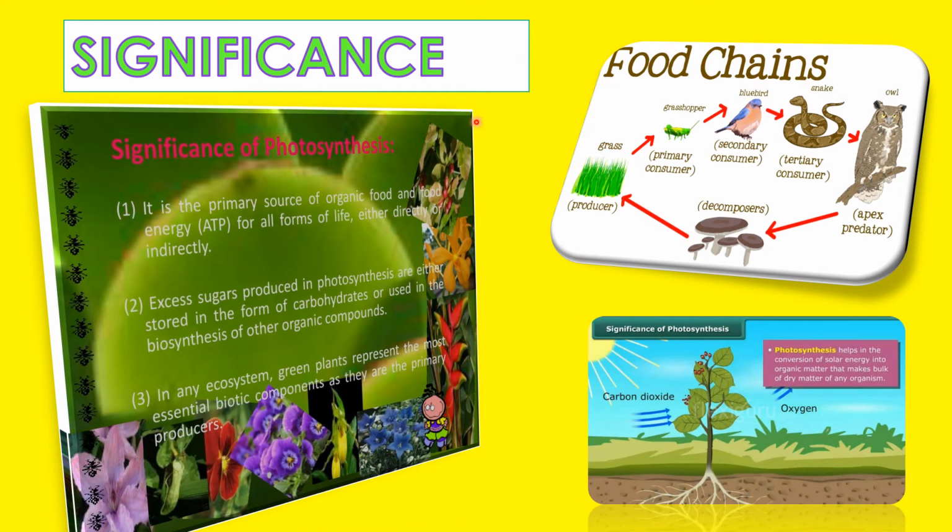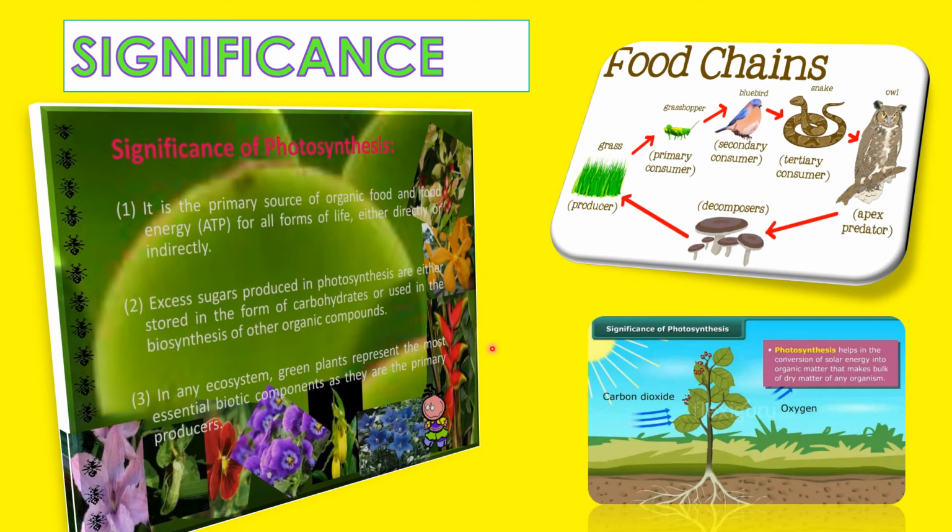Now, significance of photosynthesis. First point is, it is the primary source of organic food and food energy, that is ATP, adenosine triphosphate, for all forms of life, either directly or indirectly. Second point, excess sugars produced in photosynthesis are either stored in the form of carbohydrates or used in the biosynthesis of other organic compounds. So you can say food for all living beings is produced through photosynthesis.